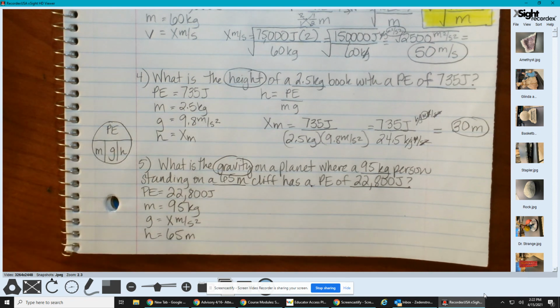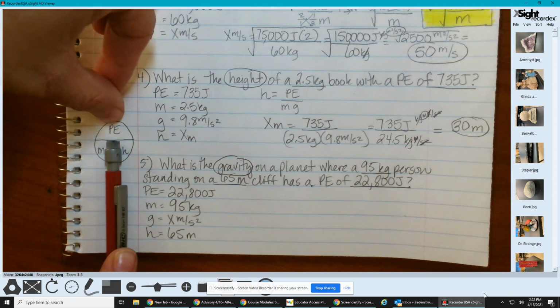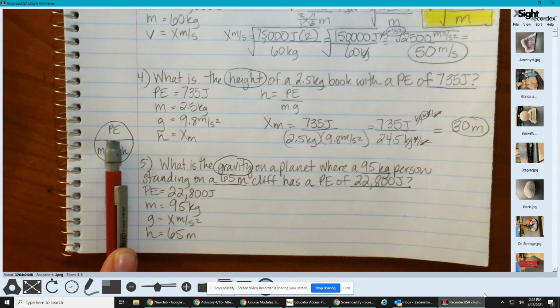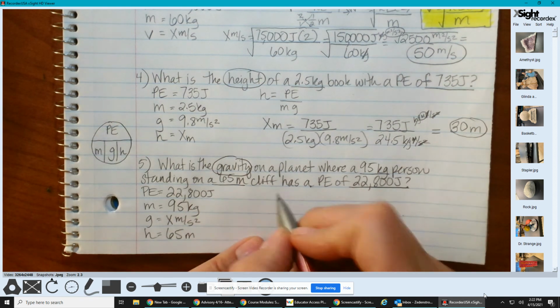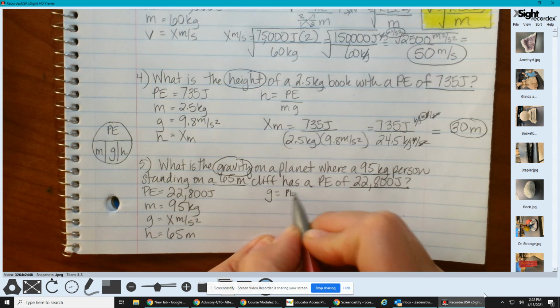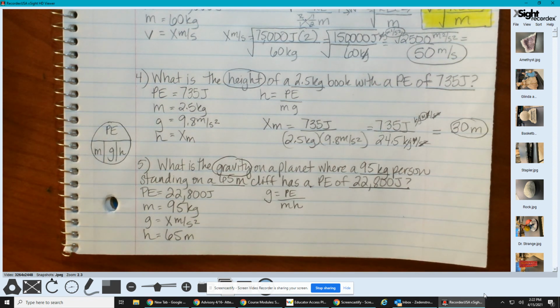So I still can use a circle even when I don't have gravity. So I just cover up G. I use my pencil eraser since it's smaller than my finger. I get PE on top, mass times height on bottom, since they're still next to each other and they're still being multiplied, even though the gravity was taken out. So I'm looking for gravity. G equals potential energy on top, mass times height on the bottom. And we can solve for the gravity.